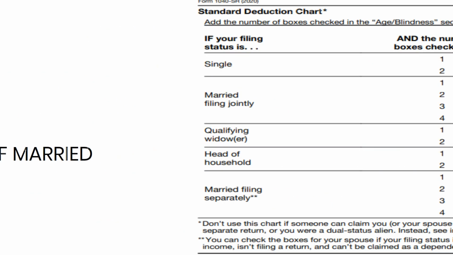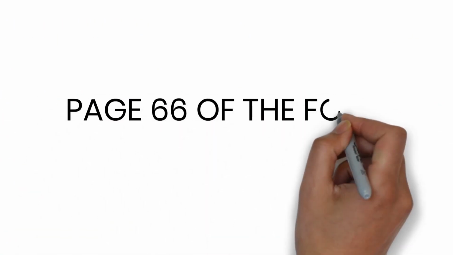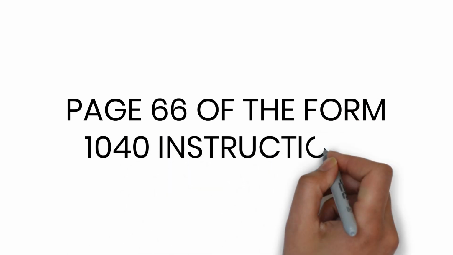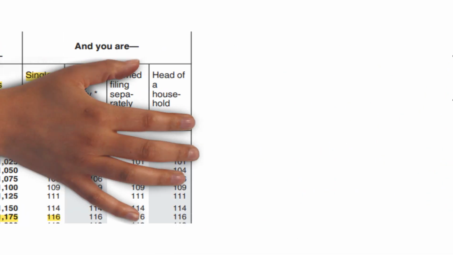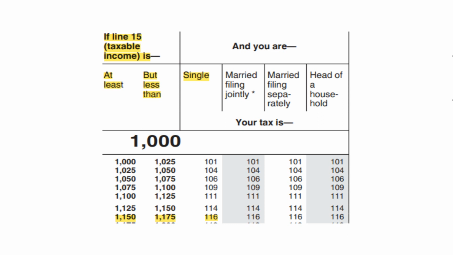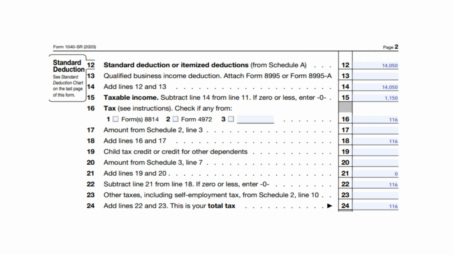Next, we will calculate your tax from the tax tables beginning on page 66 of the Form 1040 instructions. Since you had taxable income of at least $1,150 but less than $1,175 and you are single, your tax is $116. Carry that to line 16 and down to line 18. Put 0 on lines 22 and 24, since you had no credits or other taxes.